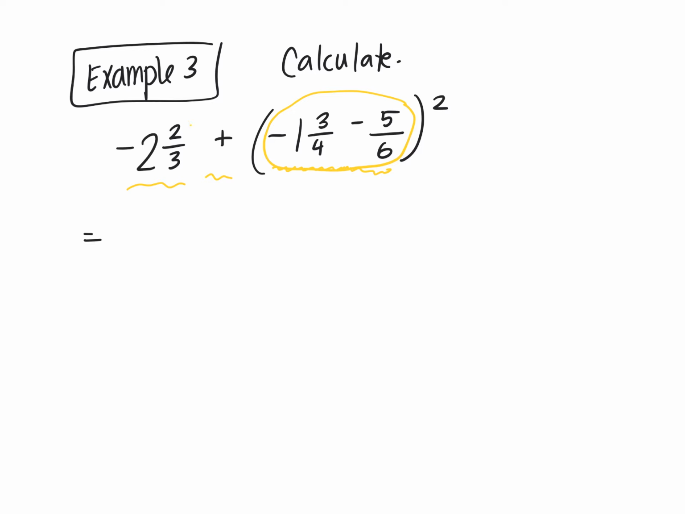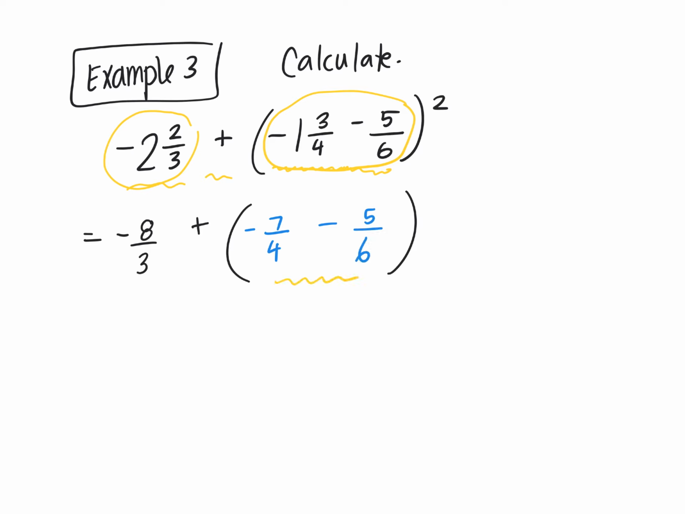What would negative 2 2/3 be as an improper fraction? Yes. 2 2/3 would be 8/3, and we know it has to be negative. Good. Excellent. Plus, what would negative 1 3/4 be as an improper fraction? Yes? 7/4, and it's a negative. Excellent. And then that take away 5/6. So yes, the operation here is take away. We're subtracting. That's how we simplify in the bracket, and then whatever we get, we're going to do all of that to the power of 2.